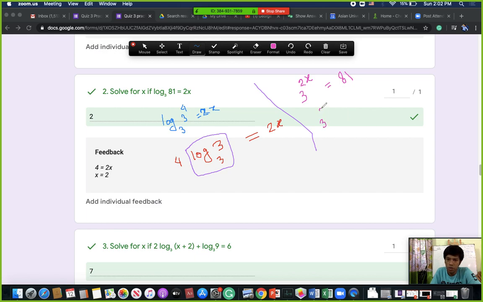So 3 to the power twice x equals 81, which means again 3 to the power 4. Now on both sides the 3 cancels. We have twice x equals 4. That means x equals what? 4 divided by 2, which means 2. So the answer is 2. This way also you can do it, both will give you the same answer for sure.